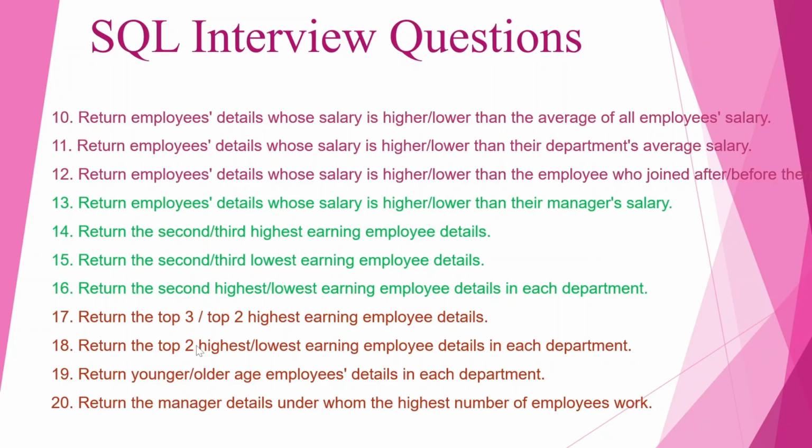Next one, return younger or older age employees' details in each department. In order to find younger or older employees in each department, we should know the age of each and every employee. Without knowing age, we cannot do it, so there will be an age column in the given table. For each department, with the help of the window function, if you use partition by department, you'll get each department's details. For each department, you have to give the rankings on the basis of employee ages. So here there are two questions, the younger one and the older one.